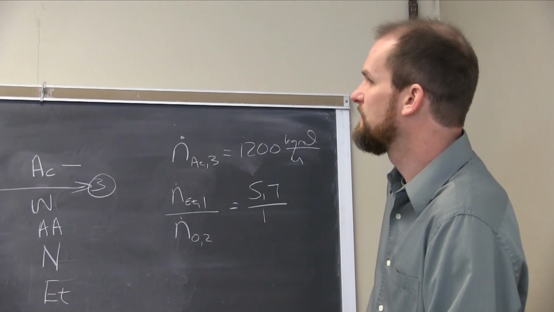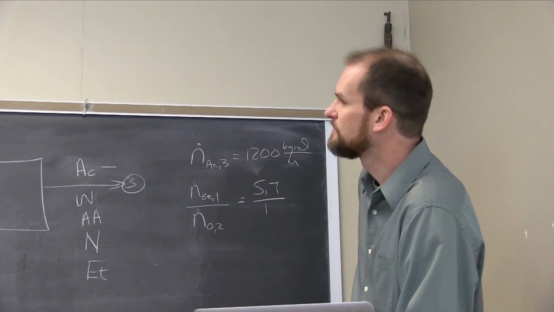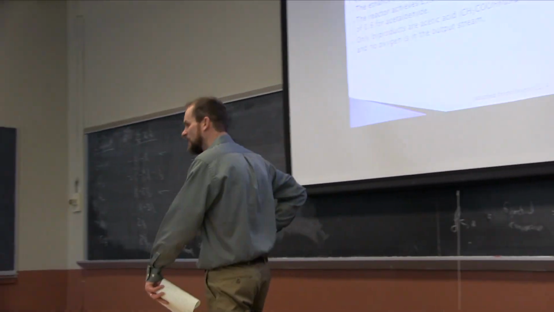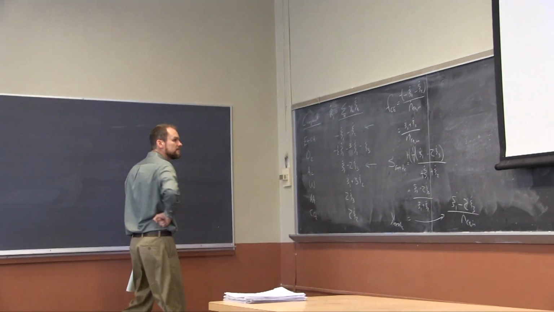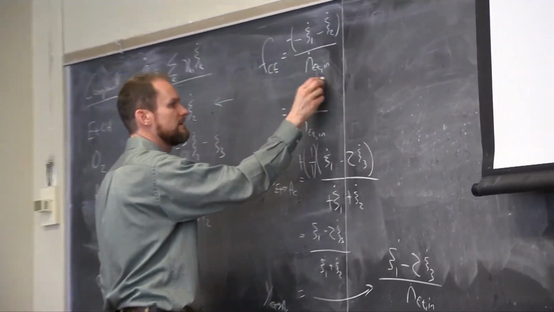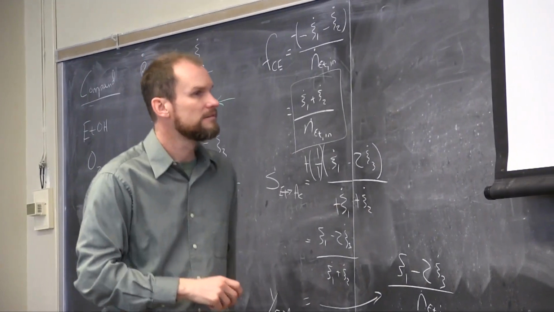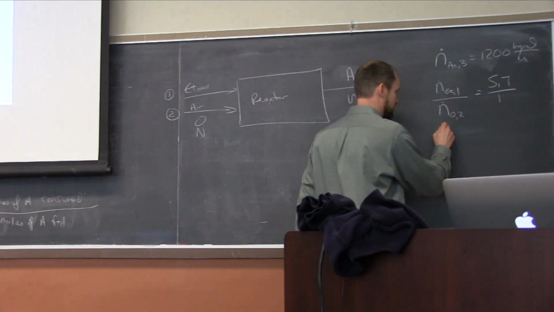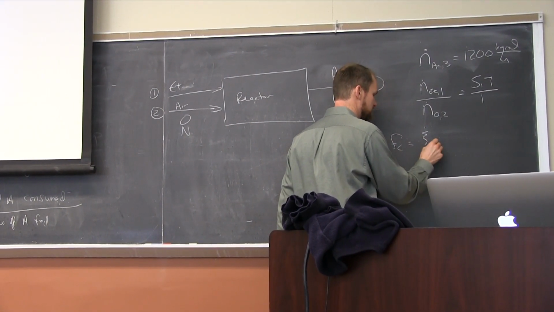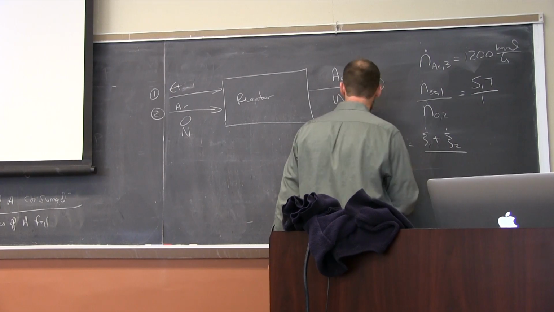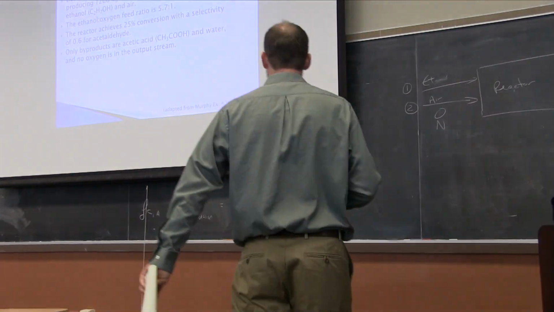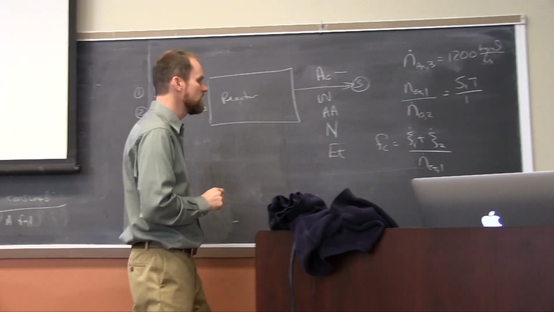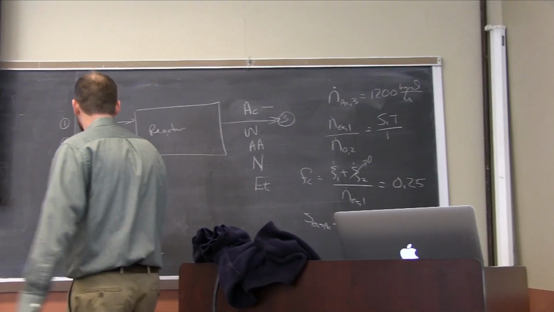The reactor achieves 25% conversion. Need a formula for that. Here's our conversion: fractional conversion equals Psi1 dot plus Psi2 dot over N dot ethanol in, and that's just stream 1. Just plug things in. Let's do a DOF.